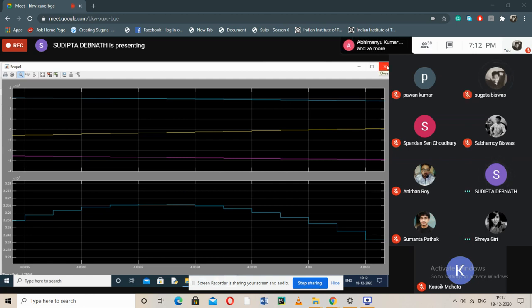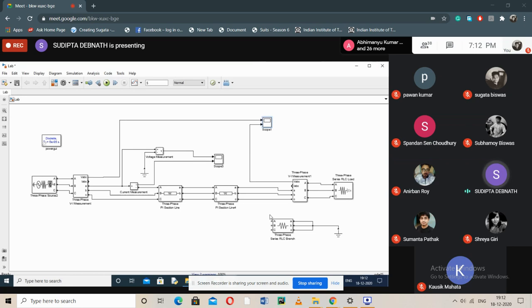Yes, ma'am. So this is a nice example of surge impedance loading. Another thing I have told you is that under surge impedance loading condition, the power factor is unity. That means reactive power generated is reactive power absorbed.